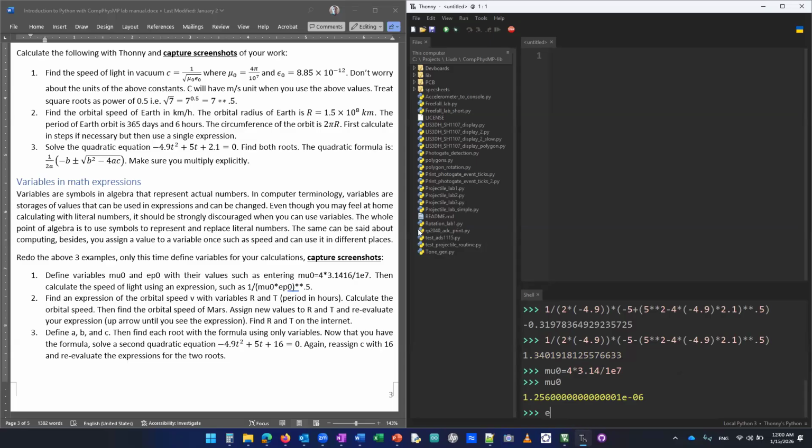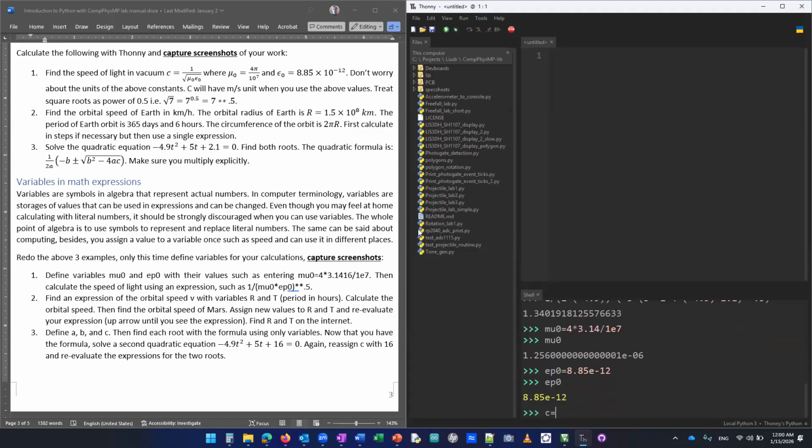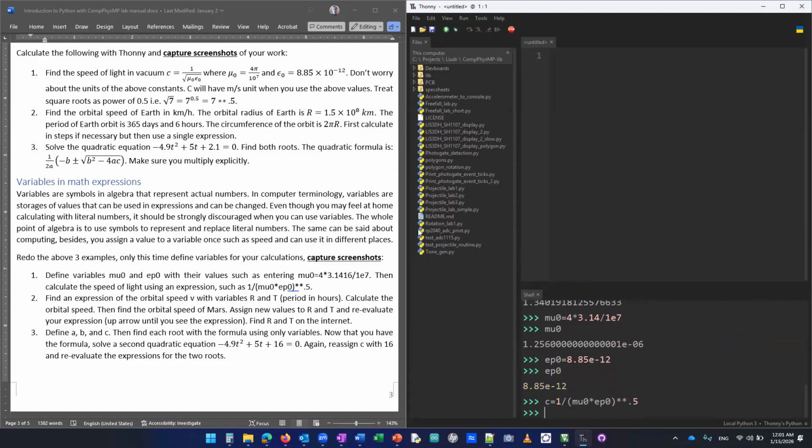For epsilon 0, you just say EP0 is equal to 885 times 10 to the minus 12. Okay, so there. You can also try to display it. And then the speed of light is much easier to express: 1 over the square root. Again, I'll want to see the structure first before I fill it up. Mu0 times epsilon 0. Okay, let's see what C is. Same number, basically 3 times 10 to the 8th power.